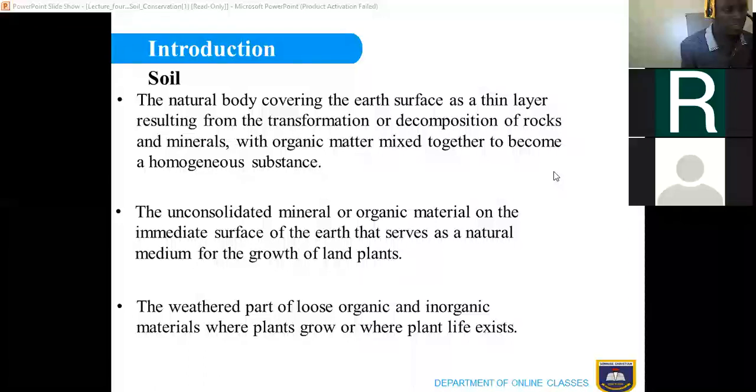Then there's a third definition, which is simple: the withered part of loose organic and inorganic materials where plants grow or where plant life exists. I think this is by far one of the simplest definitions that I can give you. So the withered part of loose organic and inorganic materials where plants grow or where plant life exists. All right, are you clear with that?